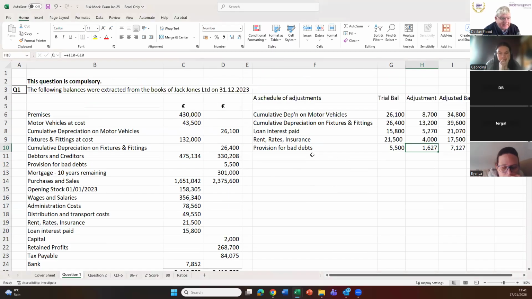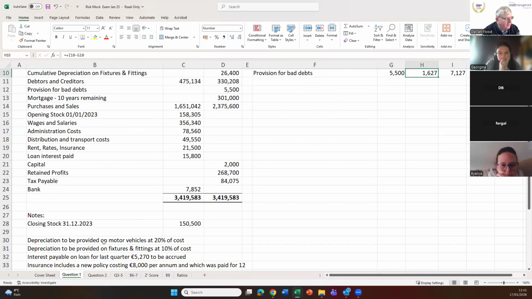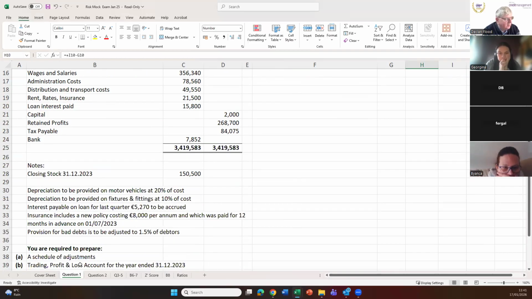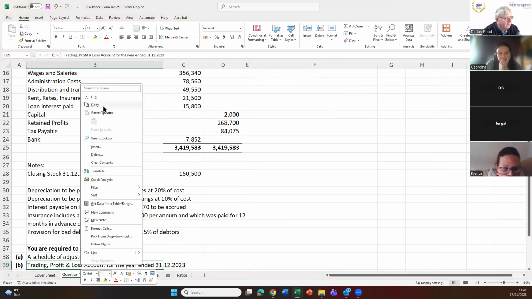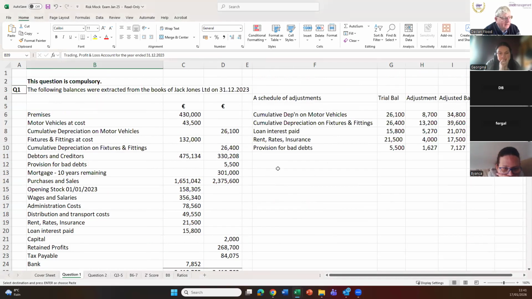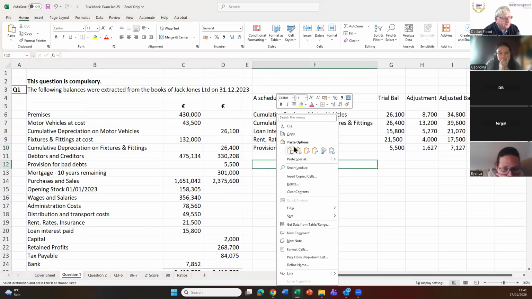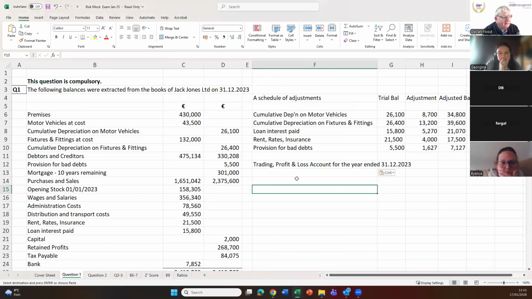So that's it, guys. That's your schedule of adjustments. Now I have adjusted all the figures in the trial balance, and I'm ready to move on to the second part, which is the trading profit and loss account. So copy and pop that in there and paste. Now here is the trading profit and loss account for the year.